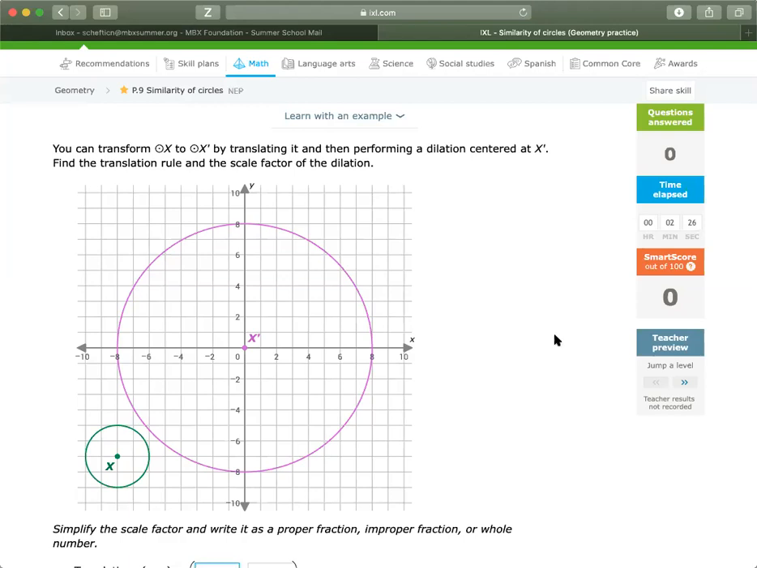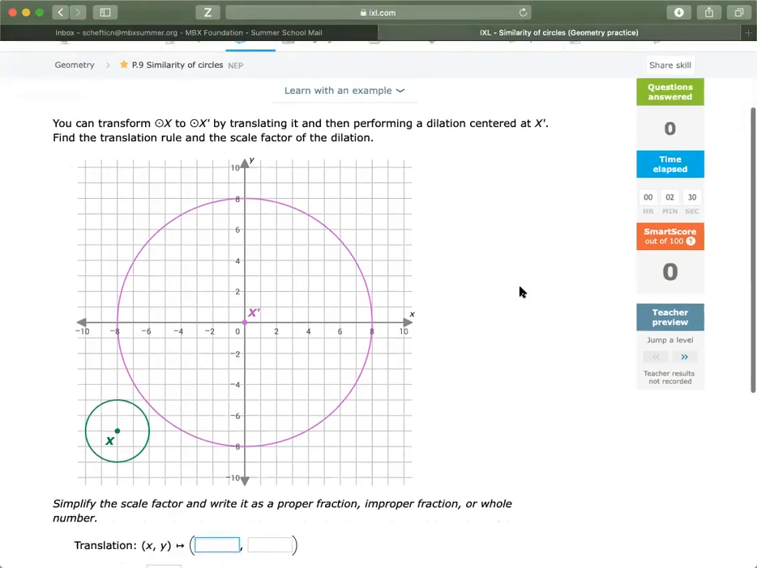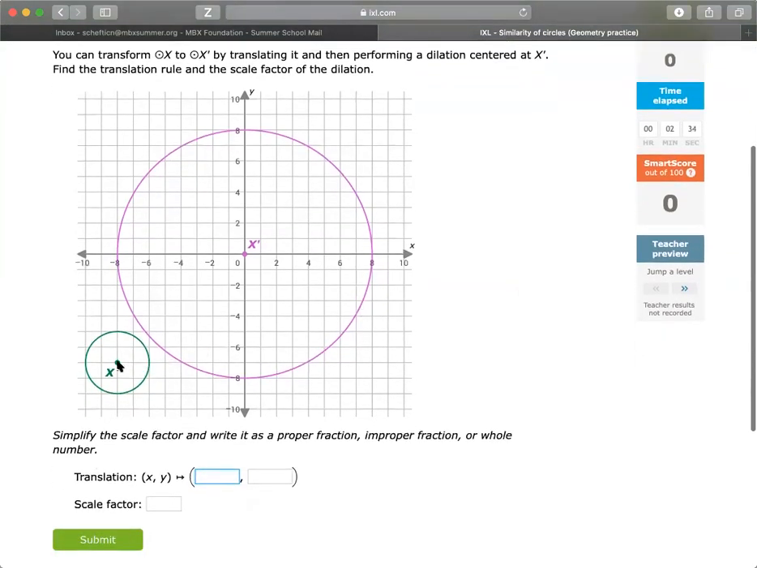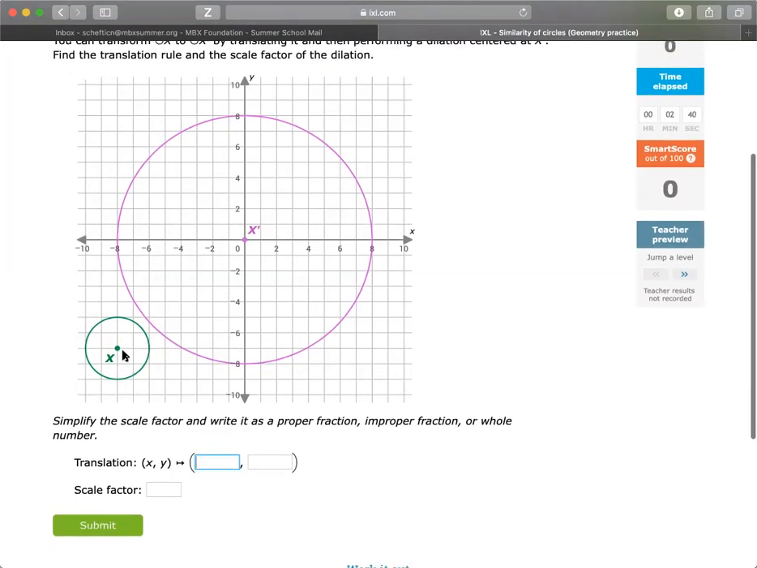Hi guys, so we're looking at P9 similarities of circles. On this one, we're just gonna go through some examples. We're starting at X, and then we have the image of X, where it's gonna translate, so it's gonna move to a different spot, and then it's also gonna scale, so it's gonna either increase or decrease. All right, so we're looking at the coordinates of -8.